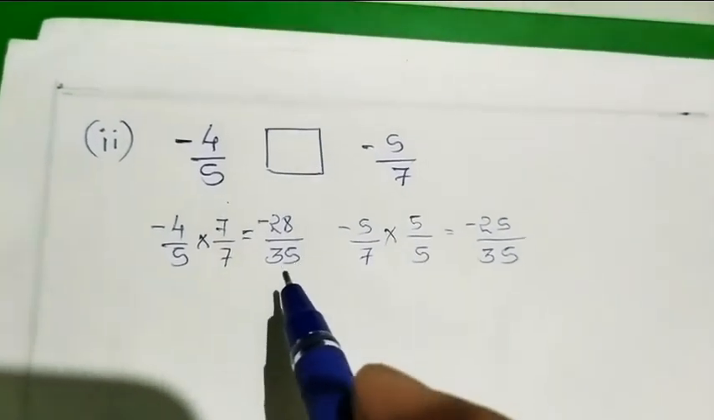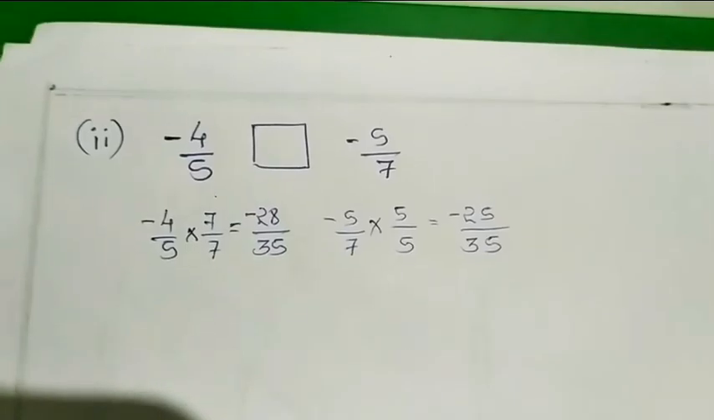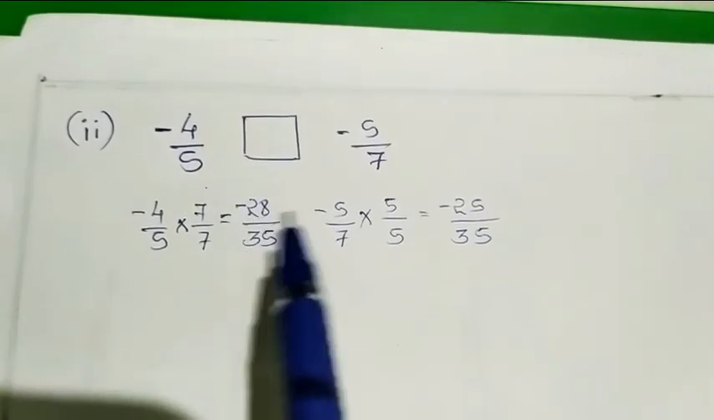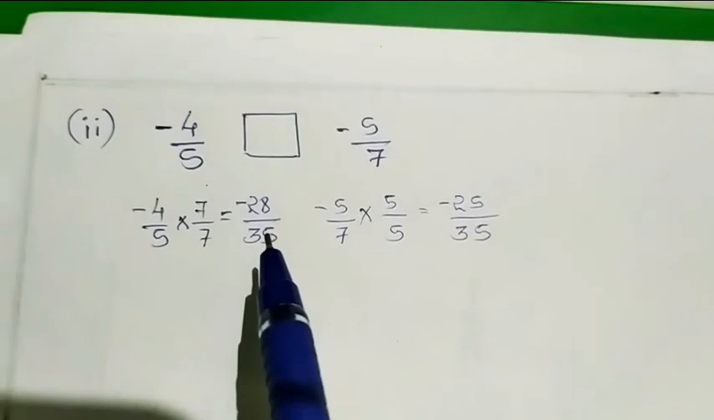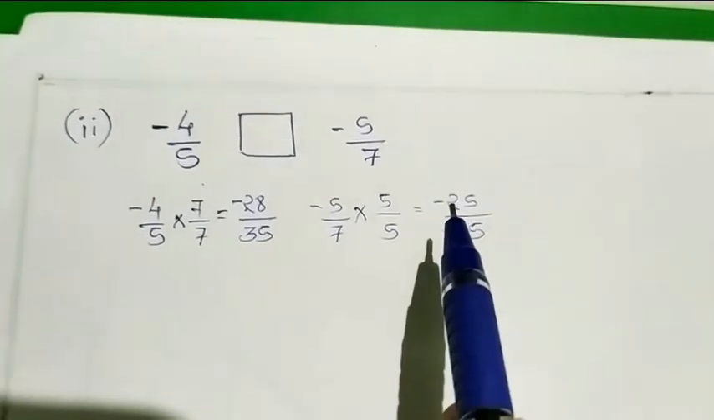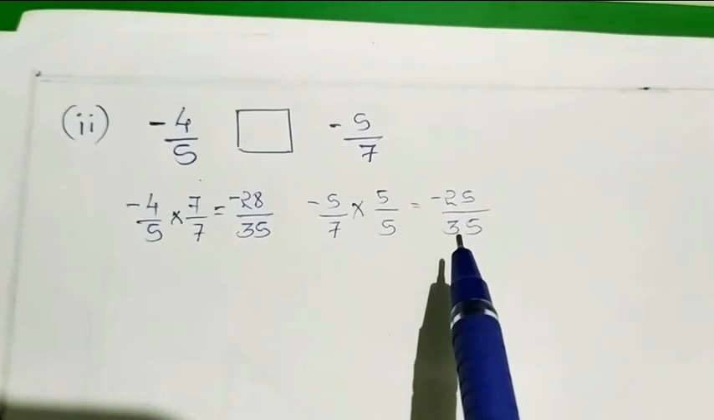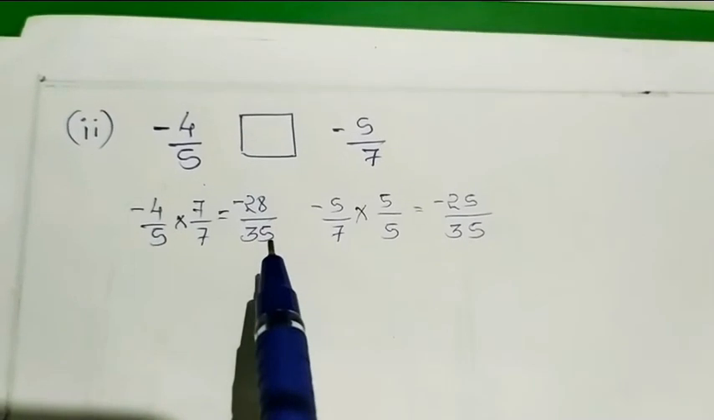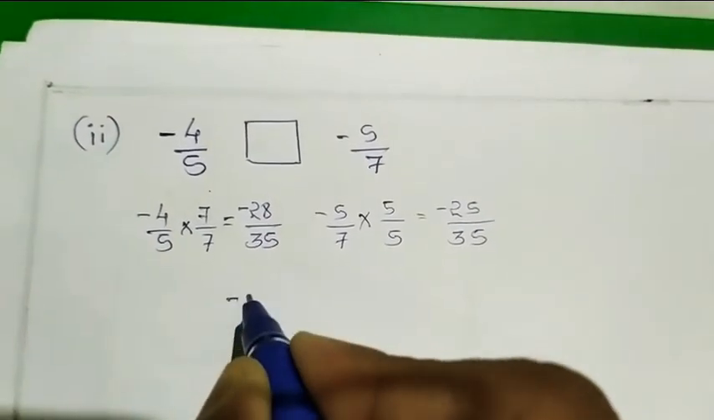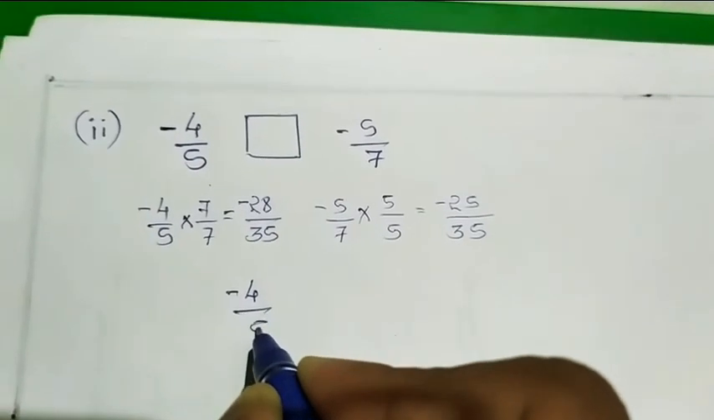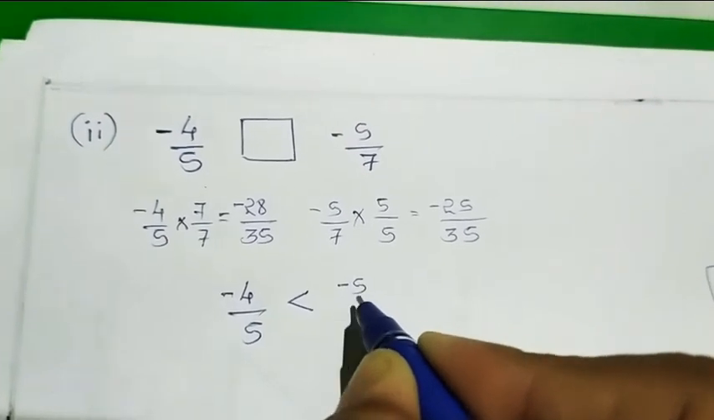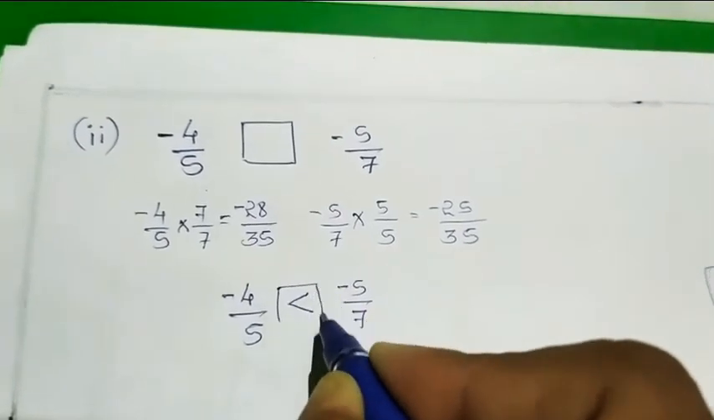Okay, so here we got negative numbers. In negative numbers, the smaller number is always greater. So here minus 25 by 35 is greater than minus 28 by 35. So I'll rewrite this: minus 4 by 5 is smaller than minus 5 by 7. So this is our answer.